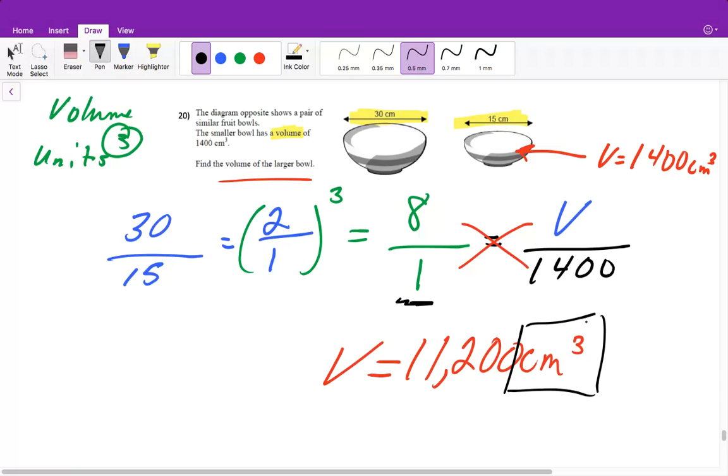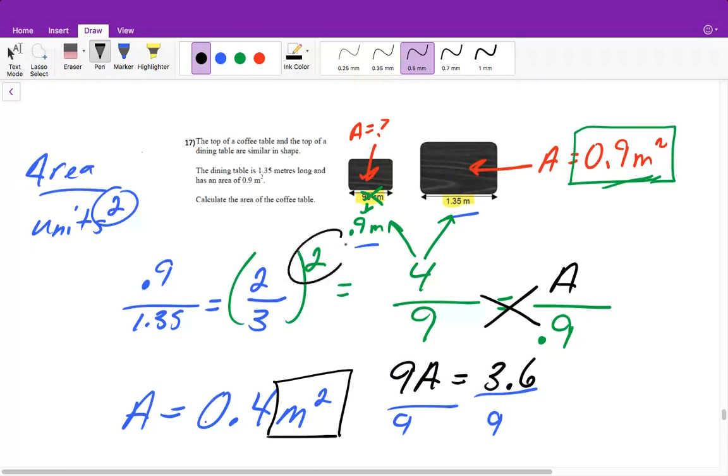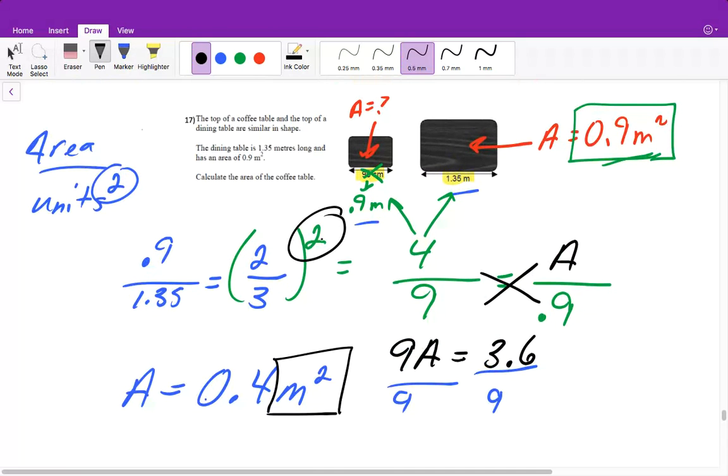All right, but that is solving for this. So when you're dealing with your volume, we need to cube our similarity ratio. And when we're dealing with our area, we need to square it. All right, so just remember the units that we're dealing with is what we're doing to our similarity ratio. All right, there's one more question with the proof. That's it for this video.